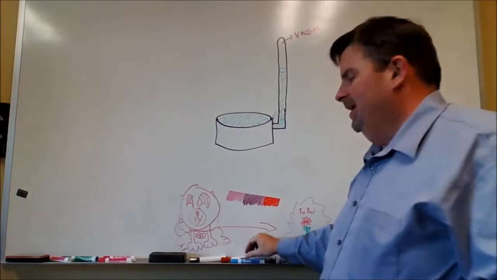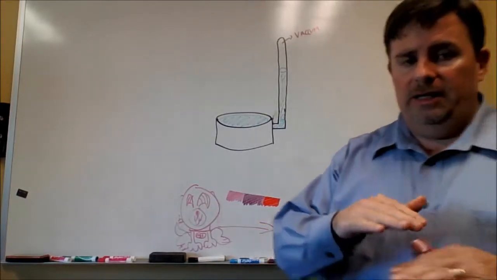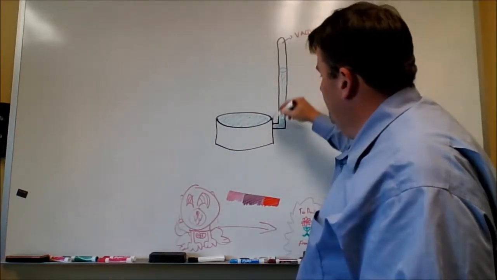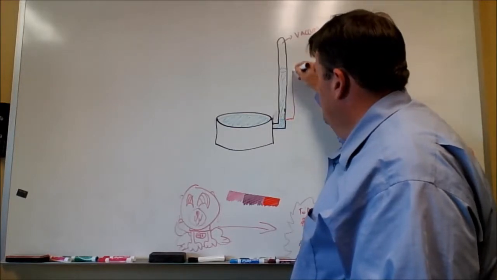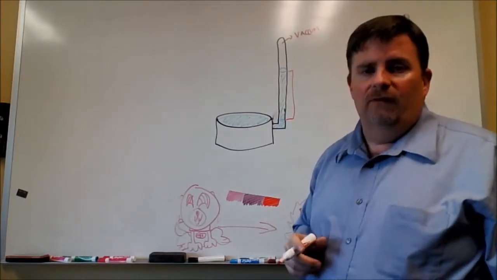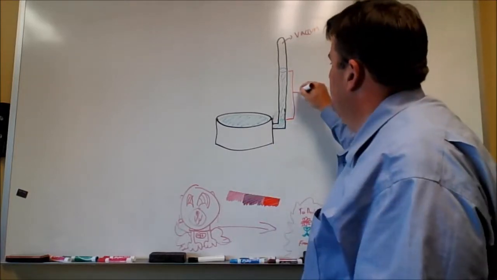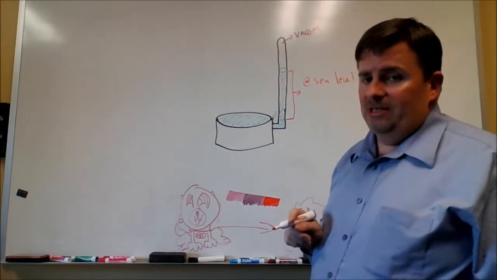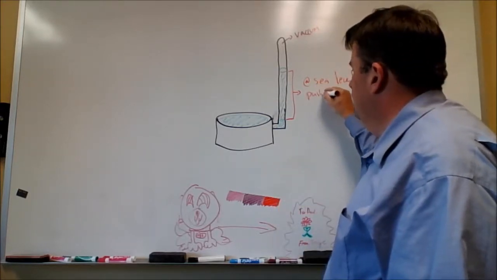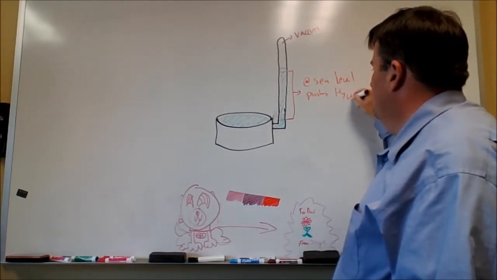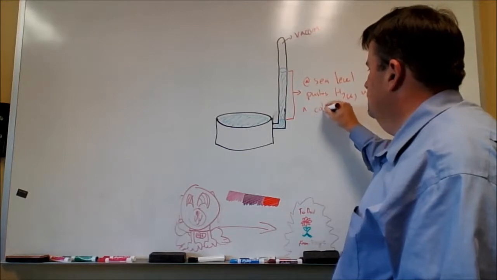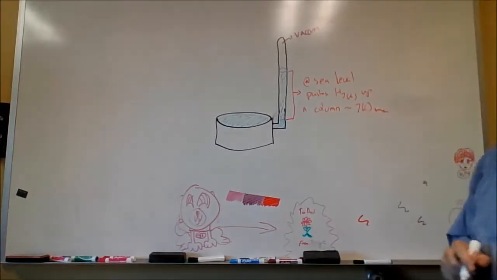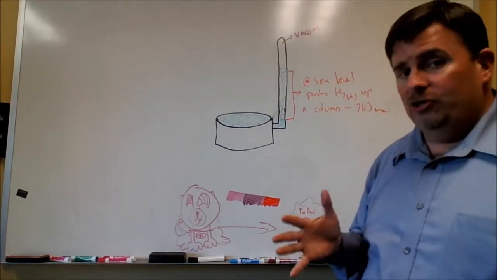What we're able to determine is the distance between the level of the mercury and the very top of the mercury inside this little column. And what they were able to determine was that at these points, this amount of mercury was pushed up at sea level. So at sea level, okay, the atmospheric pressure pushes mercury up a column about 760 millimeters.